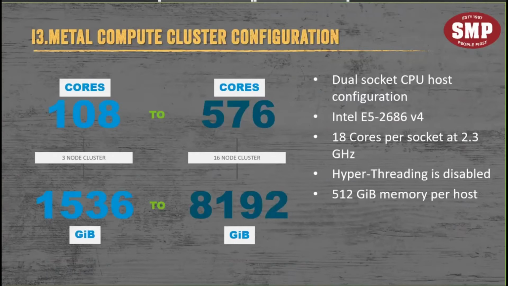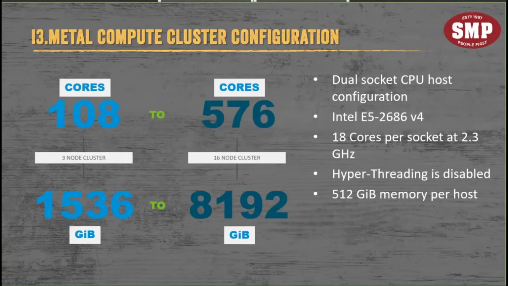So when you look at the 3-node cluster, 3 nodes is the minimum that you can have, you're going to end up with 108 cores and 1.5 TB of memory. And you saw this goes up to 16 nodes, and in a 16-node configuration, you're going to end up with 576 cores and 8 TB of memory associated with it.